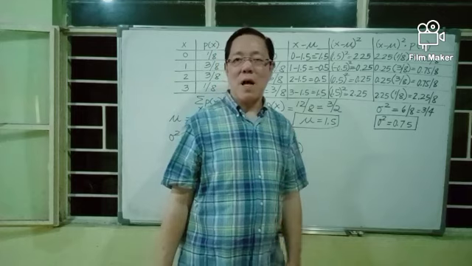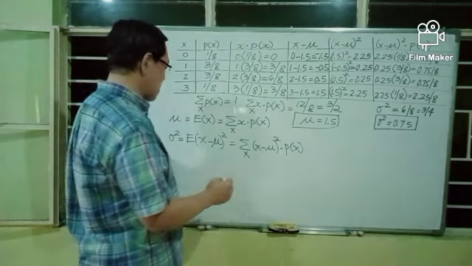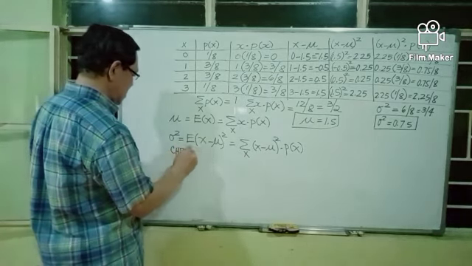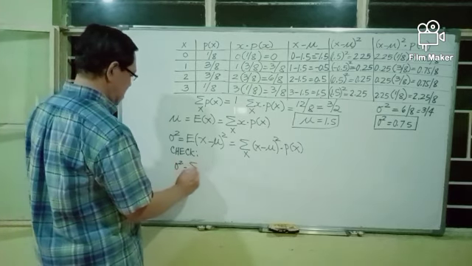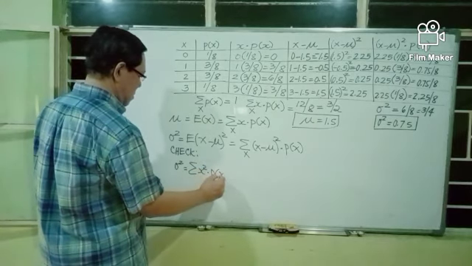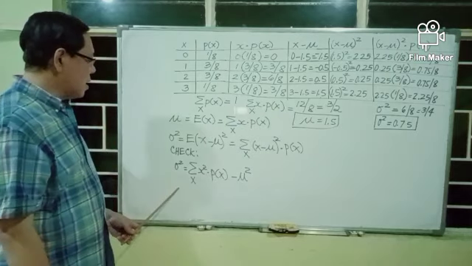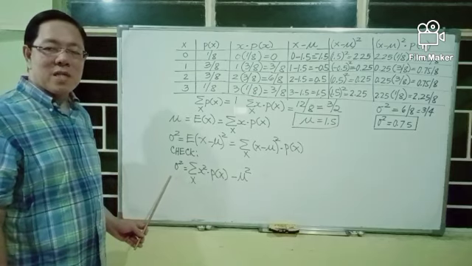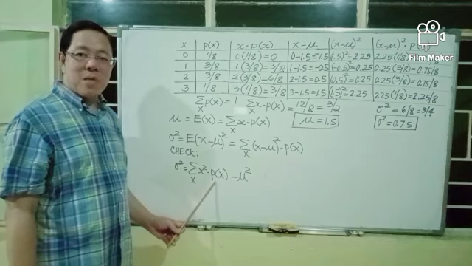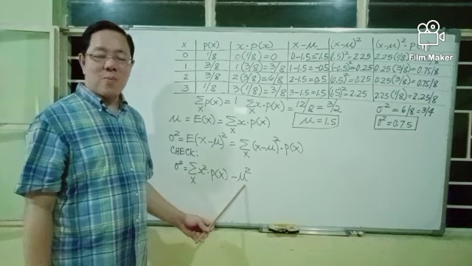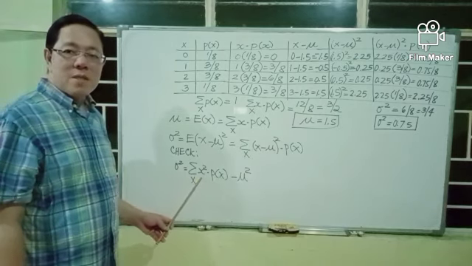And we check this value using the alternative formula to calculate the variance of the discrete random variable x. This is the alternative formula to calculate the variance sigma squared for the discrete random variable x. It's equal to the summation of the square of x times the corresponding probability of x, minus the square of the expected value of x, or the square of mu, the population mean. And we need the square of the value of x.